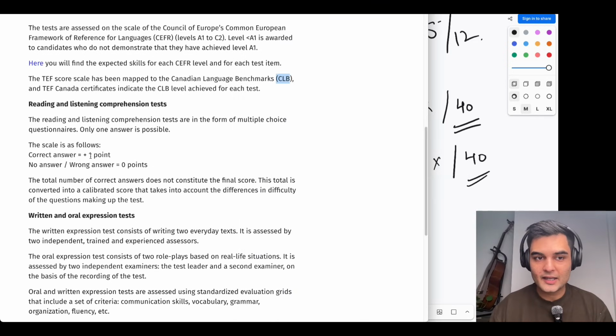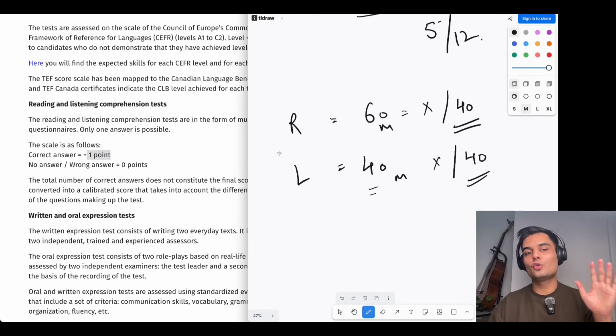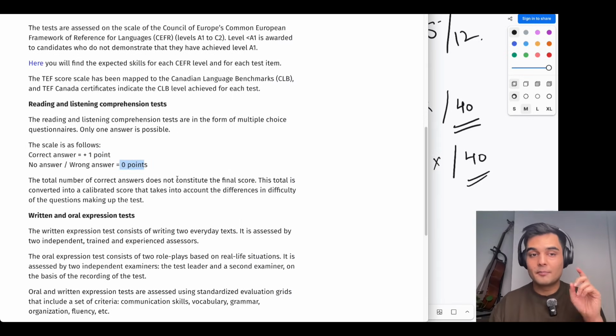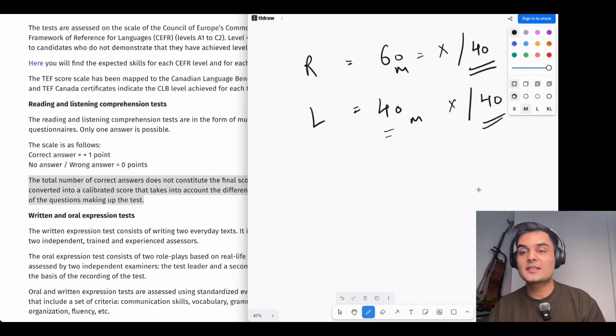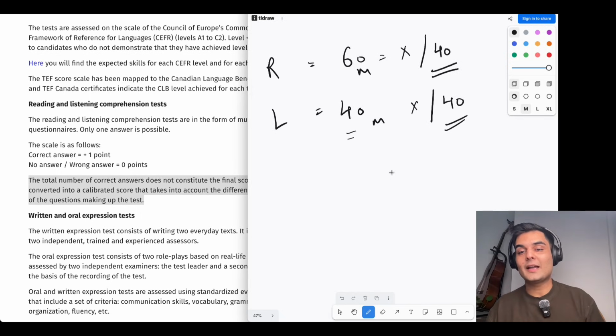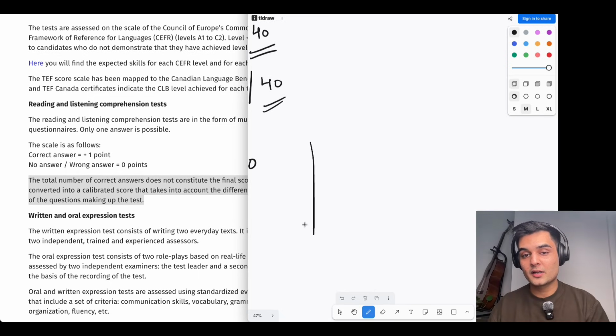When the answer is correct, you get a point for it, but when the answer is not correct, there is no negative marking, you just don't get any point. Alright, but there is one important thing to understand over here, that the scoring criteria is not linear. It means you cannot just score X out of 40 to be sure that it will be CLB 7 plus or CLB 5 plus.